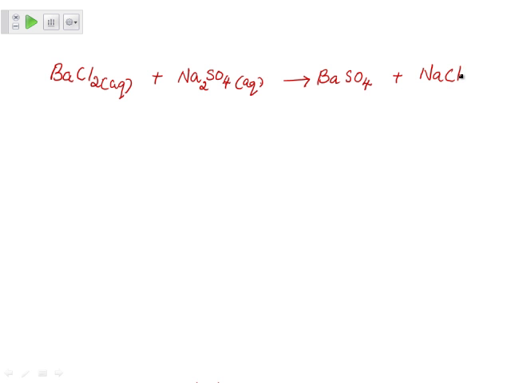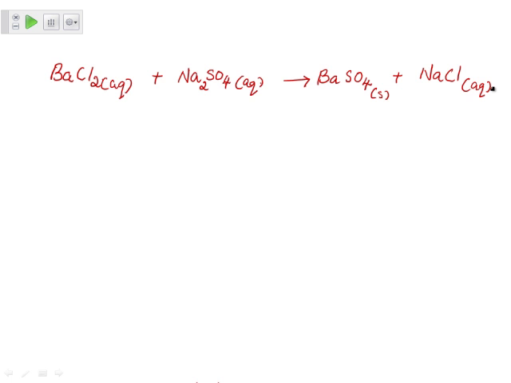Now, one of them is a solid, one of them is aqueous. Who is solid, who is aqueous? Use the solubility table. If you stare at them, they won't tell you. You need the solubility table. Barium sulfate is not soluble, meaning it is a solid. How about sodium chloride? It is soluble, meaning it is aqueous.